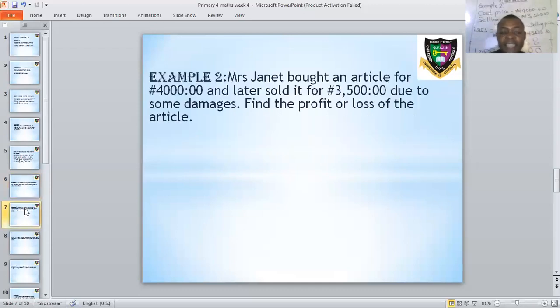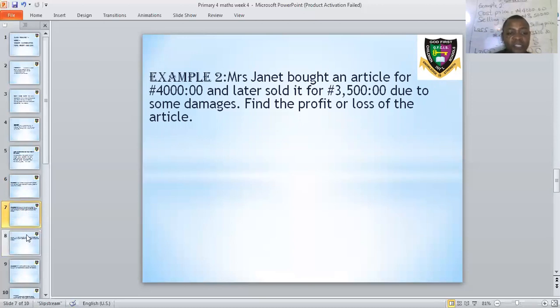Then the next one is Mrs. Janet, who bought an article for 4,000 naira and sold it for 3,500 naira due to some damages. Here, the cost price is more than the selling price. And if the cost price of any article is more than the selling price, you tend to make a loss.